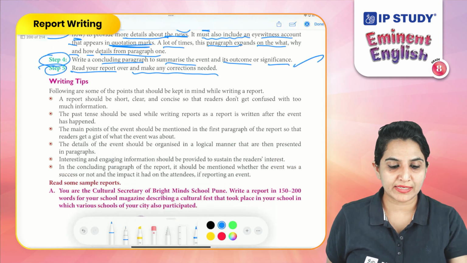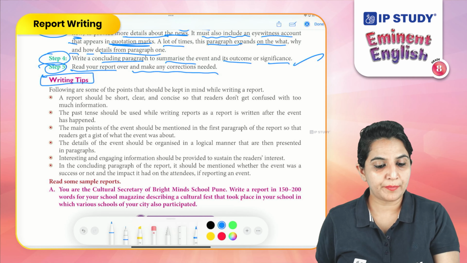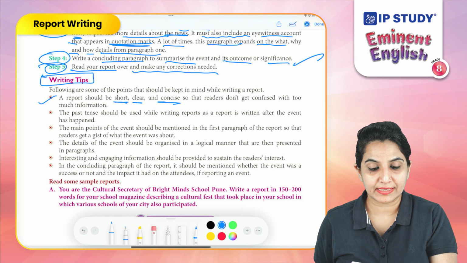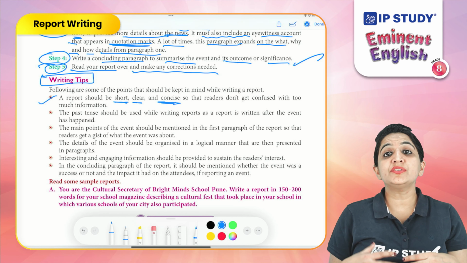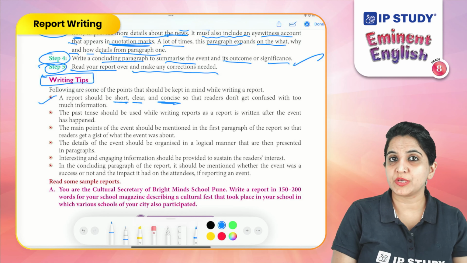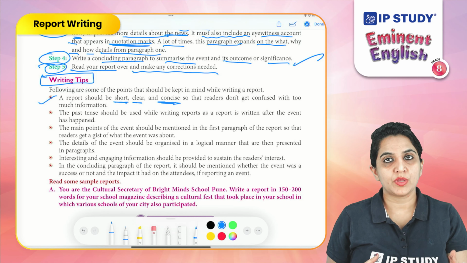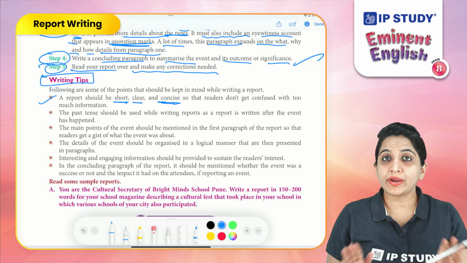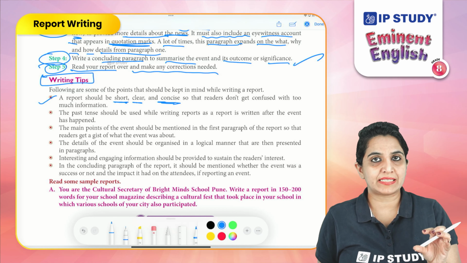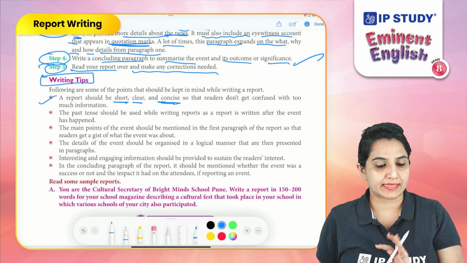There are a few writing tips that we can always follow. A report should be short, clear, and concise so that the readers don't get confused. Because when you provide too much information, that confuses or misleads the readers. So in order to avoid confusion, your report or paragraphs should be short, clear, and concise.